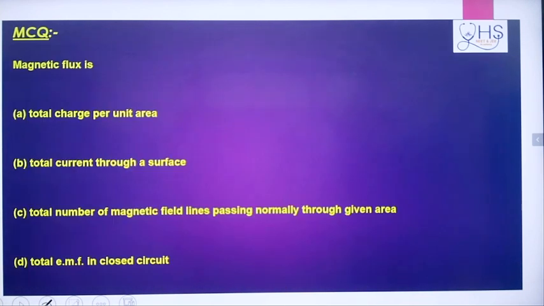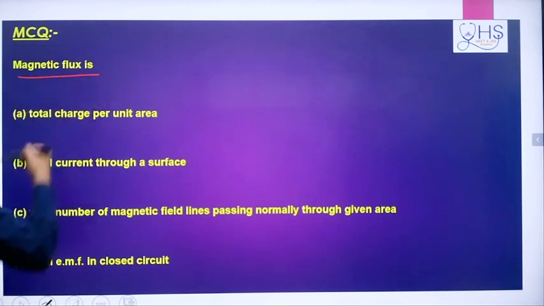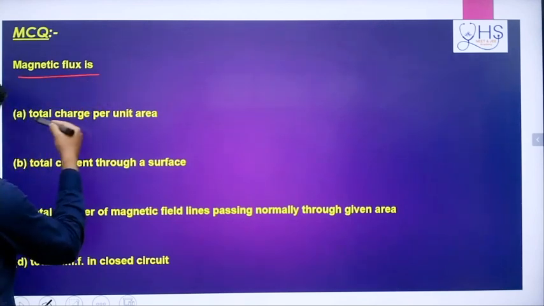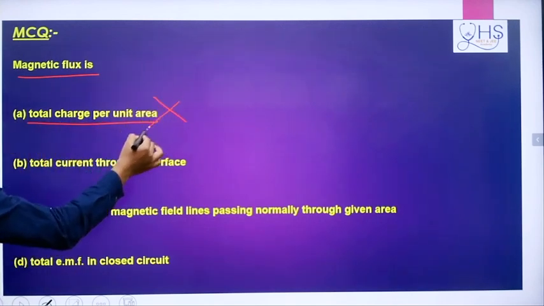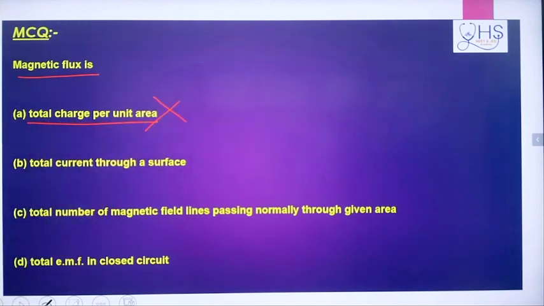Now for the next question, some definitions of magnetic flux are given here. Total charge per unit area is not magnetic flux. It is actually surface charge density.